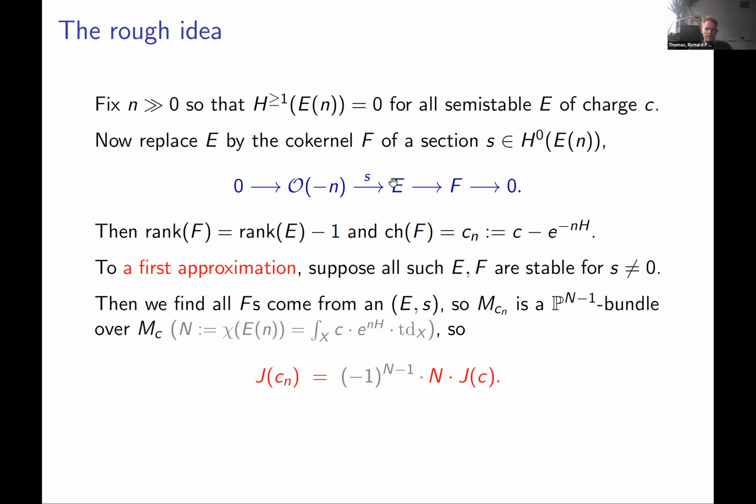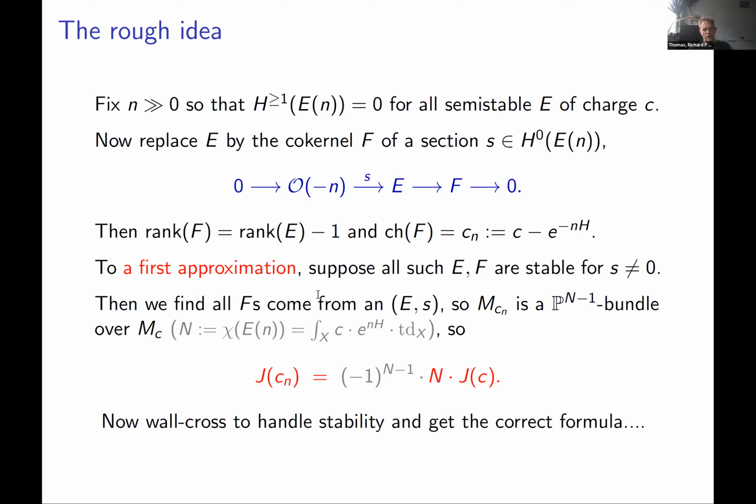Okay, so N is the dimension of this space here. It's the holomorphic Euler characteristic of E. So it's topological. Okay, so what we get is that the DT invariant counting Fs, well, it's just a P^(N-1) bundle over the moduli space. So when you take Euler characteristics, you find it's just the Euler characteristic of that P^(N-1) times the DT invariant of the base. So roughly speaking, the number of Fs is capital N times the number of Es. And that analysis can be done properly, and that's then a true formula, modulo this first approximation, this lie about stability.